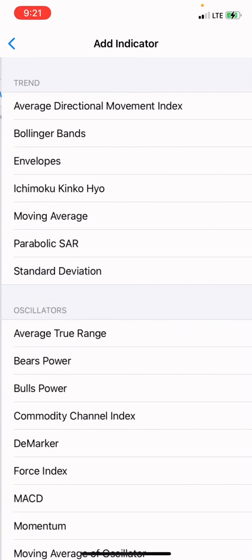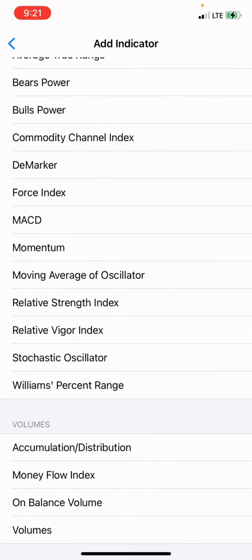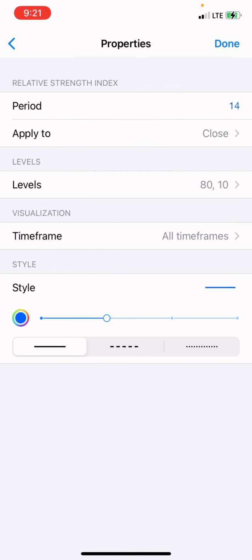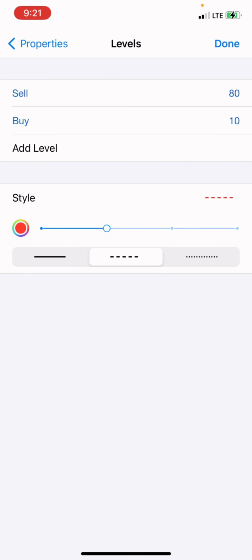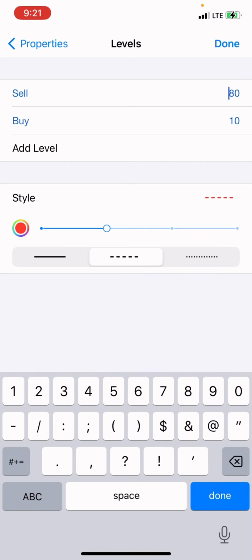First, we're going to put on the RSI. Put on the RSI on period 14. Then you apply to close. Next, the levels are going to be 80 and 10. You add 80, then you add 10.